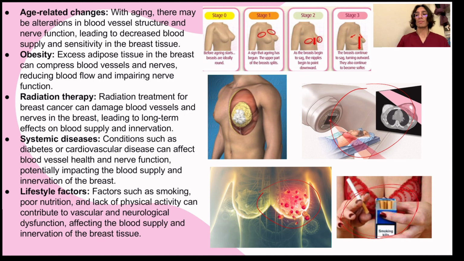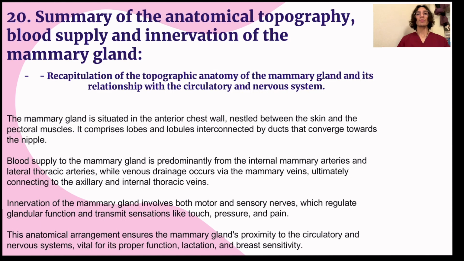Lifestyle factors: factors such as smoking, poor nutrition, and lack of physical activity can contribute to vascular and neurological dysfunction, affecting the blood supply and the innervation of the breast tissue.